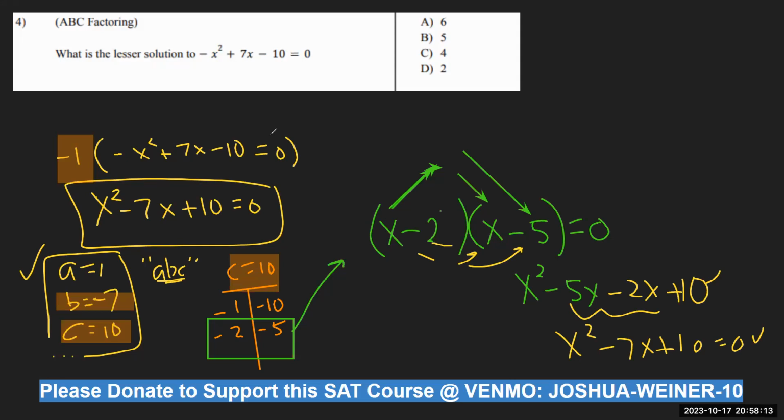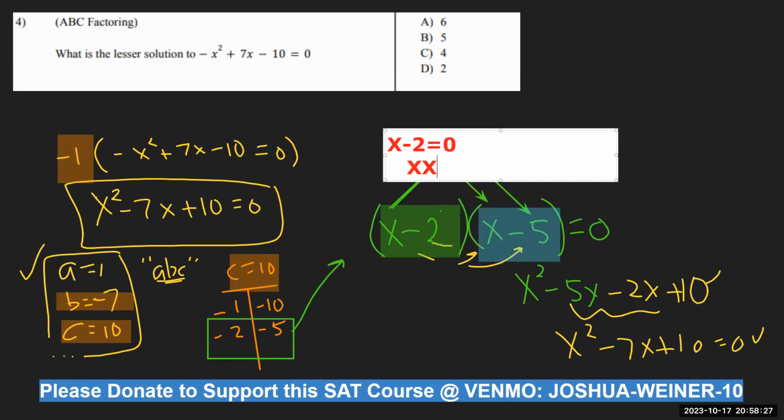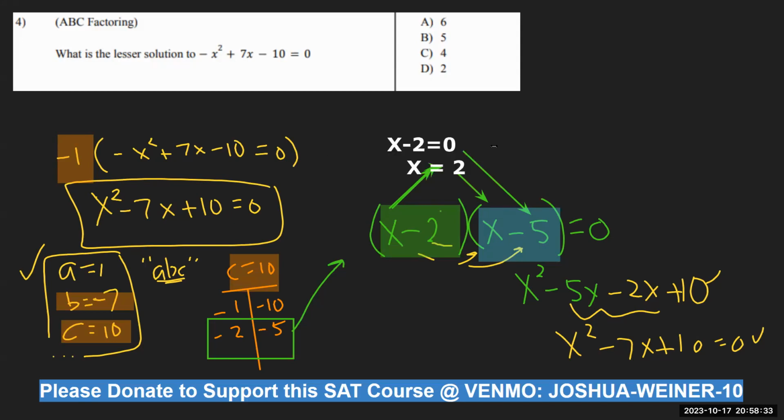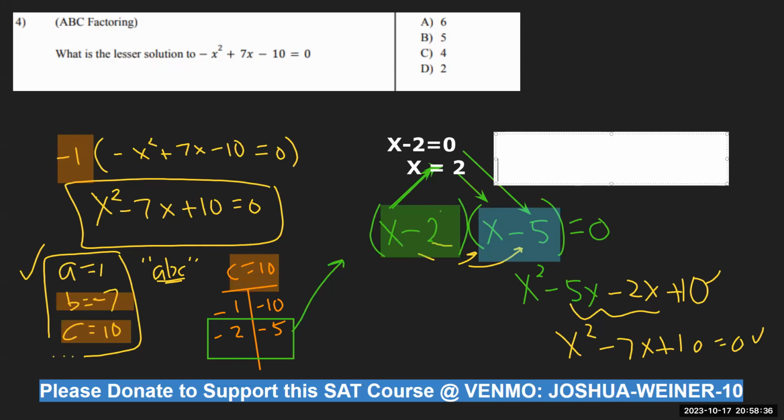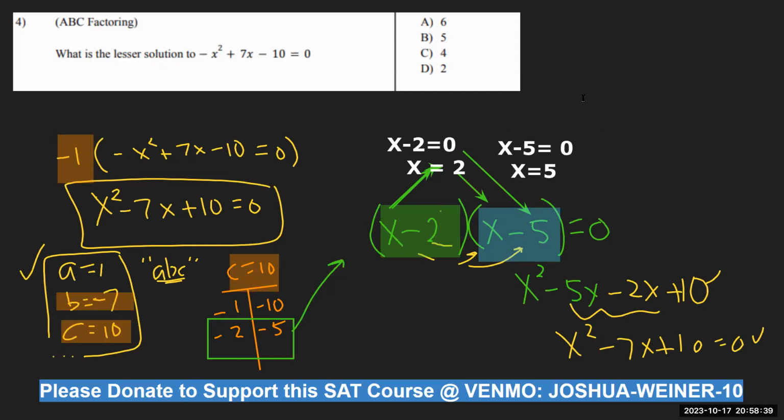Remember, however, that for the solutions, for solution number one, you set this factor equal to 0. For solution number 2, we have to set the other factor equal to 0. So when x minus 2 equals 0, we get x equals 2, adding 2 to both sides. And for the other solution, if the second factor equals 0, add 5 to both sides, and x equals 5 is the solution. So the lesser solution is between 2 and 5. 2, when we plug it into the original equation, will be the correct answer. Choice D for number 4.